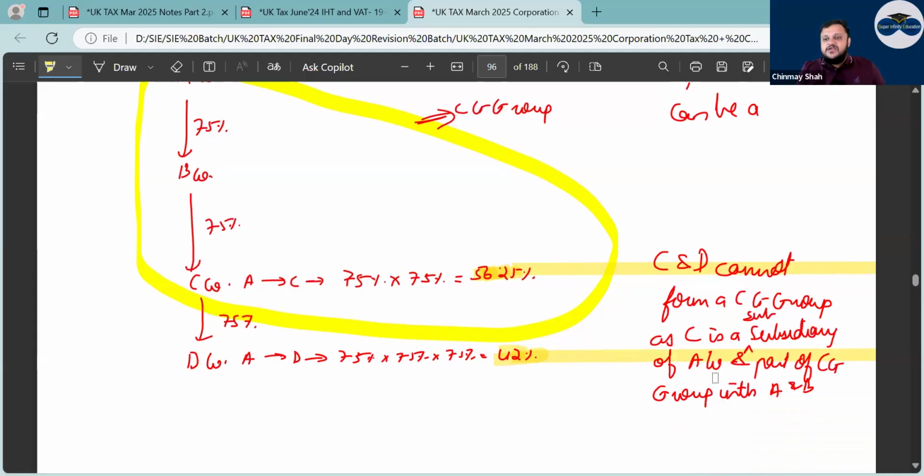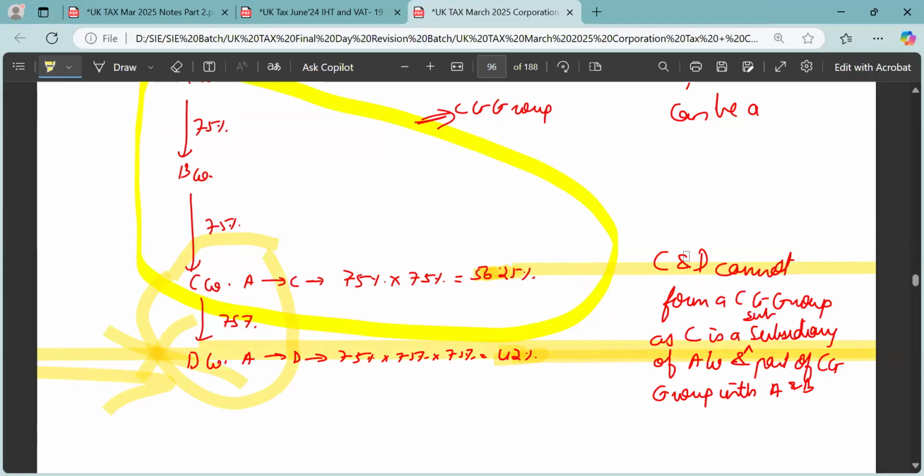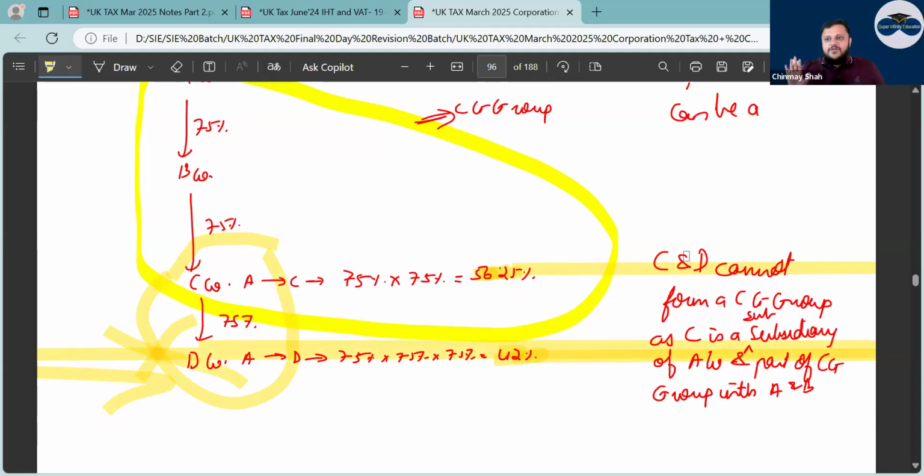No, because C and D cannot form a CG group, as C is a sub-subsidiary of A company and part of a CG group with A and B. So it cannot become again a holding company for another company, right? Like this, correct? Cannot become a holding company. This is not allowed. Correct? Have a look. But for calculating losses, we can take it as normal capital gains, normal loss relief group you can do, but in a CG group C and D will not be allowed here, or C and D cannot make a chargeable gains group.